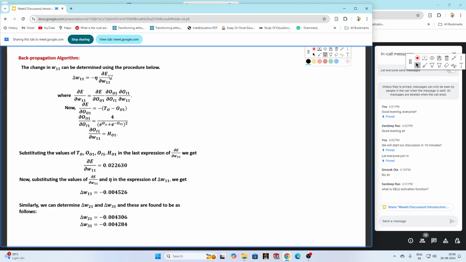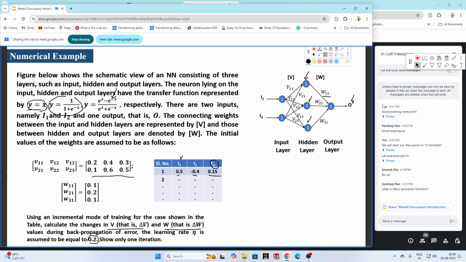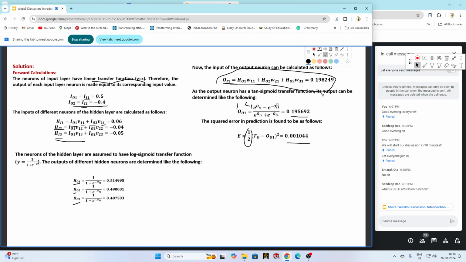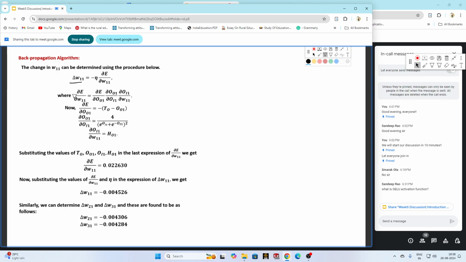Now our work is not over. We have to calculate delta W11, and that will be equal to minus of eta del E by del W11. Now we are at this side, and we have to calculate our value with respect to W11. Before that, we have to first go from here to here, and then from here to here. That is why we have to apply the chain rule. So del E by del W11 will be equal to del E by del O01 into del O01 by del OI1, and then del OI1 with respect to del W11.